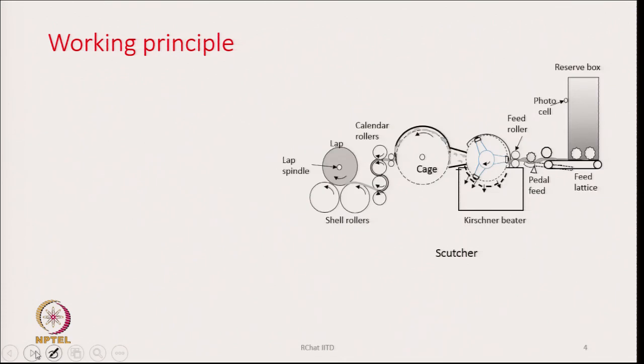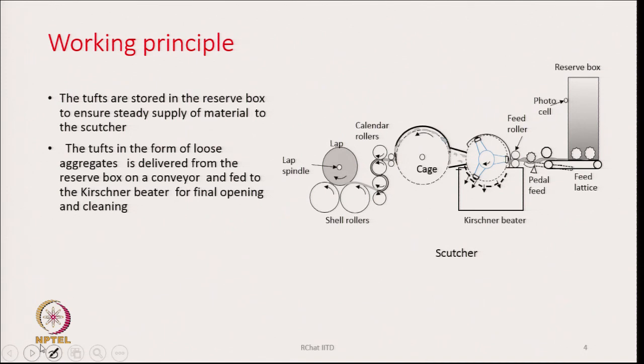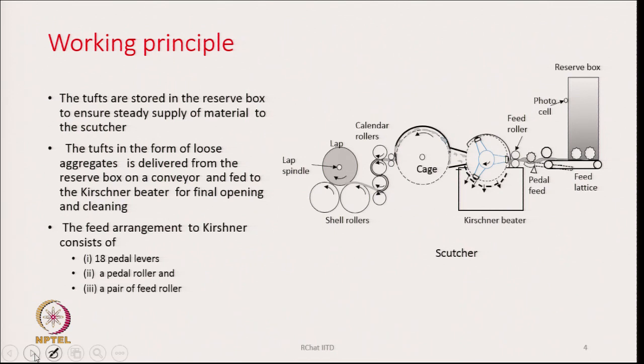We will now discuss the working principle of this scatcher unit. The tufts are stored in the reserve box to ensure a steady supply of material to the scatcher. The scatcher will work continuously, so you have to ensure that there is a steady supply of material, and therefore the reserve box is there where we store the material and keep it ready for being delivered to the Kirschner beating unit, or you can say cleaning unit.